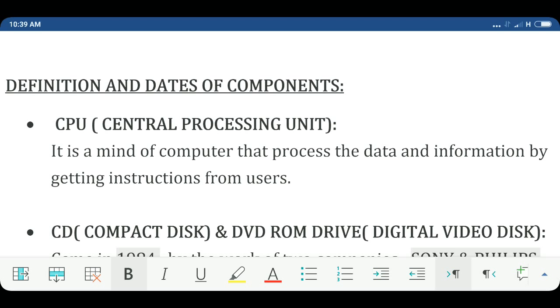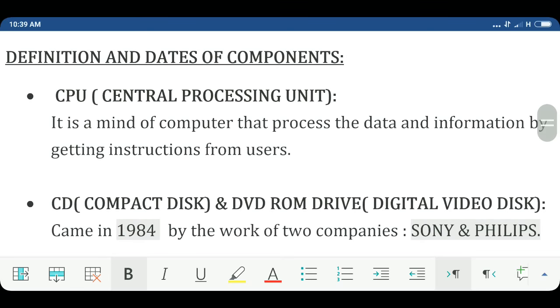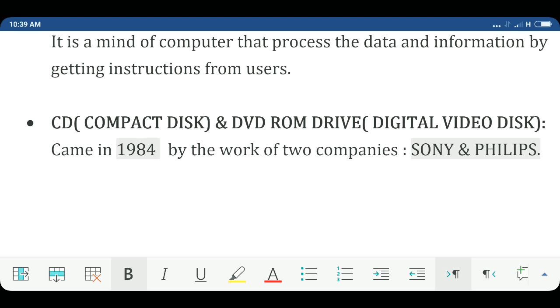The second definition is about CD. What is the full form of CD? Compact disc. And DVD ROM drive. What is the full form of DVD? Digital video disc. They came in 1984 by the work of two companies, Sony and Philips. With the collaboration of both of them, CD and DVD ROM drives were invented.